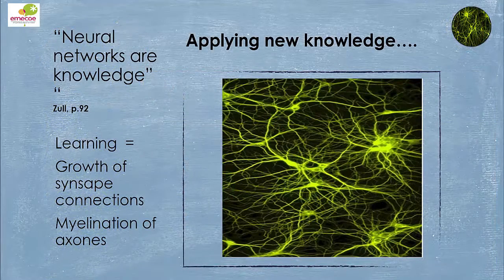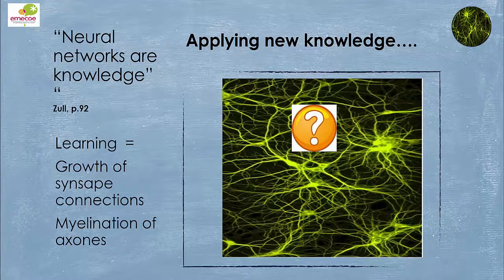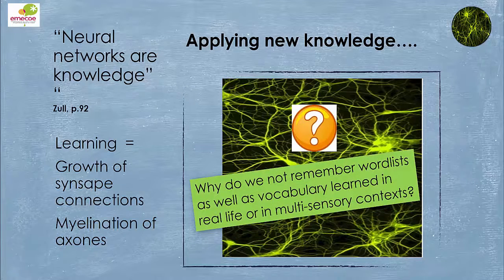Let's apply this new idea in a classroom setting and ask ourselves, why do we not remember word lists or vocabulary lists, as well as vocabulary learned in real-life contexts or multi-sensory contexts? Can you explain this phenomenon? Why do we not remember word lists as well as vocabulary learned in real-life contexts?